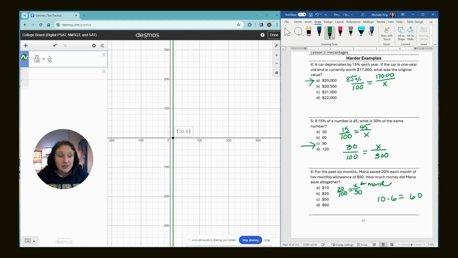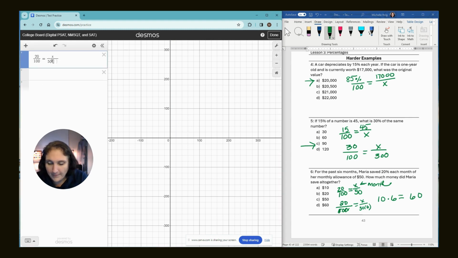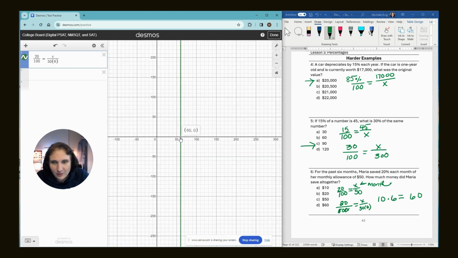Another way that you could have done it is instead of 50 a month, you could have done it over 50 times 6. I'm sorry, 20 over 100 equals X over 50 times 6. And then we would have gotten the same answer. Watch. If I zoom in, we still get 60. So you can either multiply by the 6 months first or multiply by the 6 months after, but you'll still get the same answer.